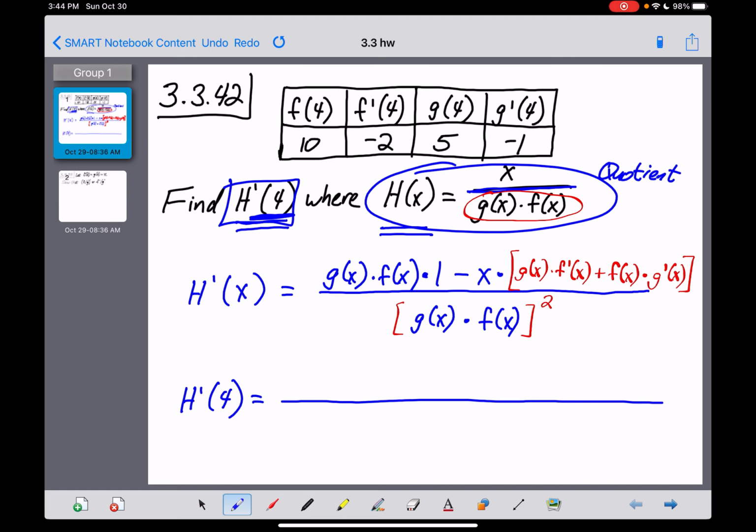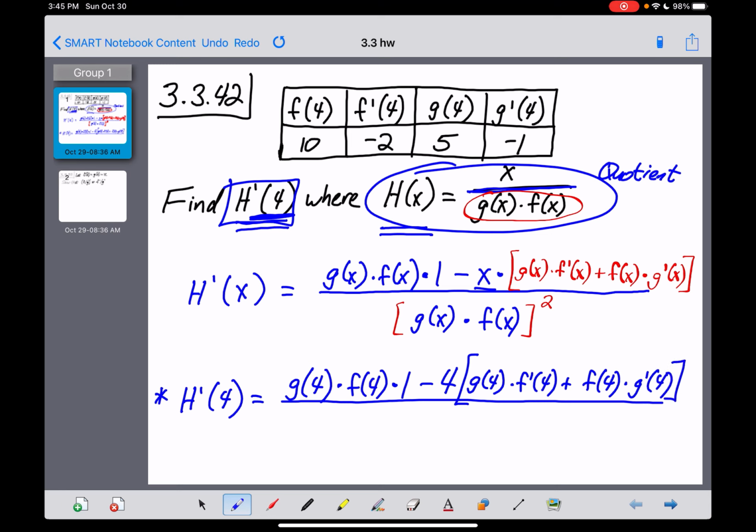So the step I'm about to show you right here is probably a step you guys are going to start skipping once you've figured out how to do this. But hey, it's our first one, so I'll go nice and slow with you. g of 4 gets multiplied by f of 4, and that gets multiplied by 1, which I didn't really need to write, but okay. And then minus this x right here is now a 4, and in brackets now, we've got g of 4 times f prime of 4 plus f of 4 times g prime of 4.